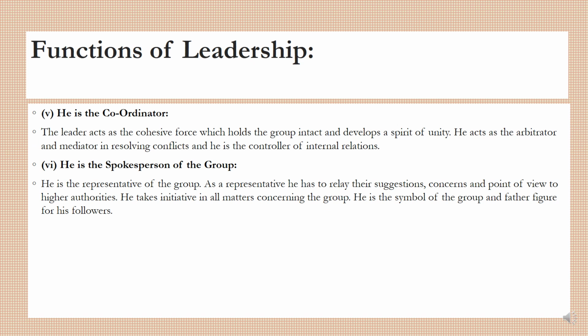So wherever there would be something related to the group, he would be the key person to whom things can be communicated, and the group will communicate through the leader. So he's the symbol of the group and father figure for his followers. So these are the various functions of leadership that can be seen in a manager or a leader.